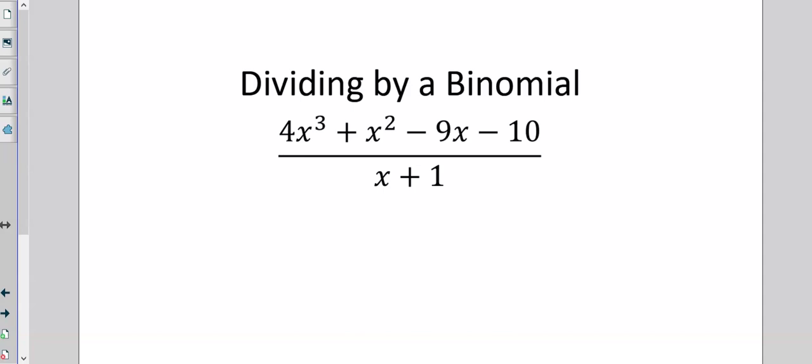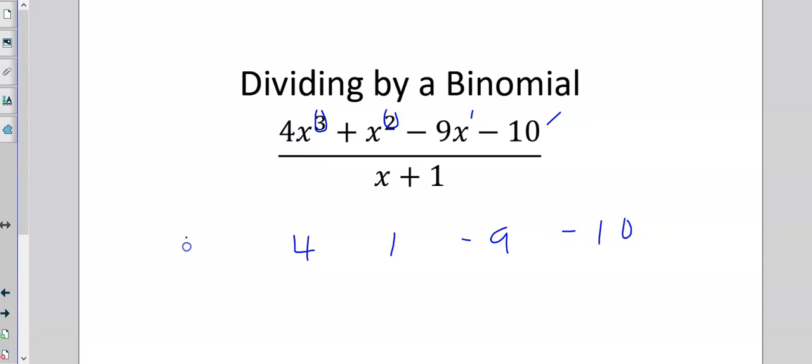Okay, so first off, we make sure we have all of our descending powers. So we have a 3, we have a 2, we have a 1, we have a 0. So we're good to go there. We're going to write all the coefficients. So 4, 1, negative 9, and negative 10.